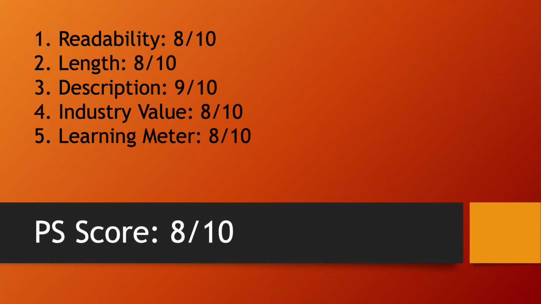Now let's talk PS score. Overall, this paper is a decent read, so it gets 8 out of 10 on readability. With 12 pages long, it scores 8 out of 10 on length. It's an analysis of an existing system with pretty good description, so that makes it 9 out of 10. Its industry value and learning meter is high, so it gets 8 out of 10 on each. Overall PS score is 8 out of 10.